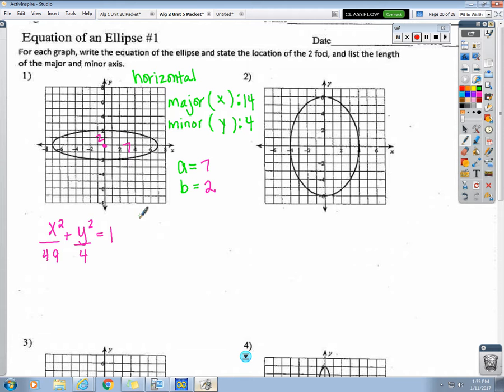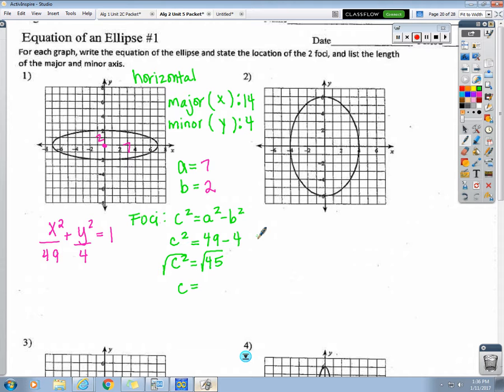Now we need to do the foci, which is c squared equals a squared minus b squared, right. So c squared equals, what is a squared going to be? Which is, and then minus, what's b squared going to end up? And so c squared will equal, and then just get c by itself, right? And so c equals the square root of 45, which is 6.7.